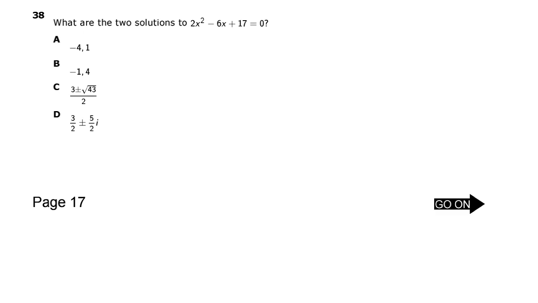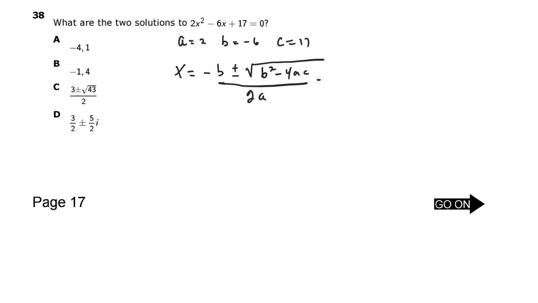We are going to use the quadratic formula. A equals 2, B equals negative 6, and C equals 17. X equals negative B plus or minus square root B squared minus 4 times AC, divided by 2 times A. So we have negative B, which is going to be 6 plus or minus square root 36 minus 4 times A, which is 2, and then times C, which is 17, divided by 2 times A, which is going to be 4.